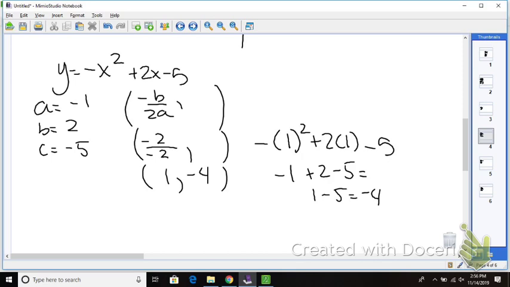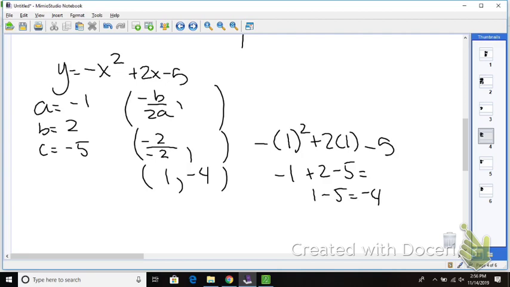Okay, so I plugged my 1 in for my X's. 1 squared is 1. And then that negative out front, so that became a -1. 2 times 1 is 2, and then I have my -5. Add all that together and you get -4. So my vertex is 1, -4.